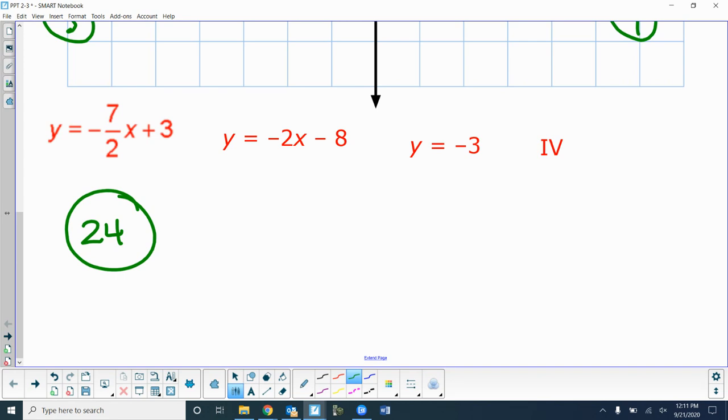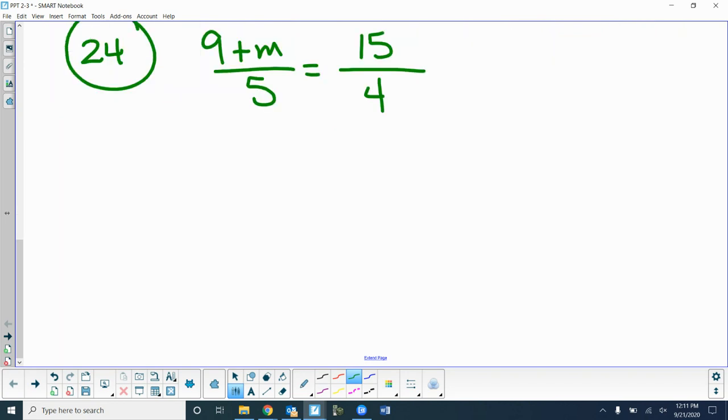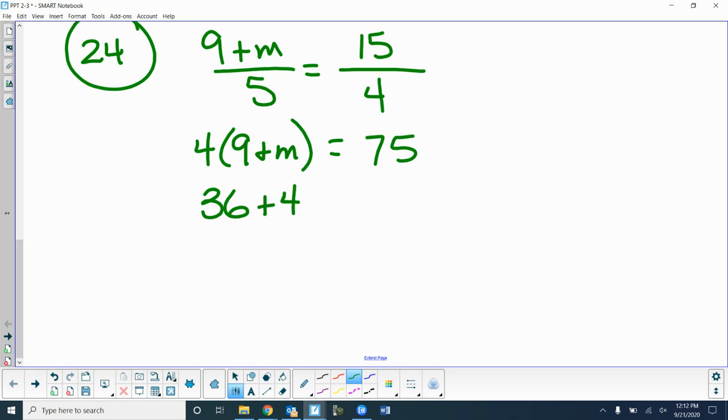That's where we get the 9 plus m. Okay, so that's called a proportion, remember? And so we have to cross multiply. So we go 4 times 9 plus m. So it's like this. We have to distribute it. And then 5 times 15. So we get 36 plus 4m when we distribute.